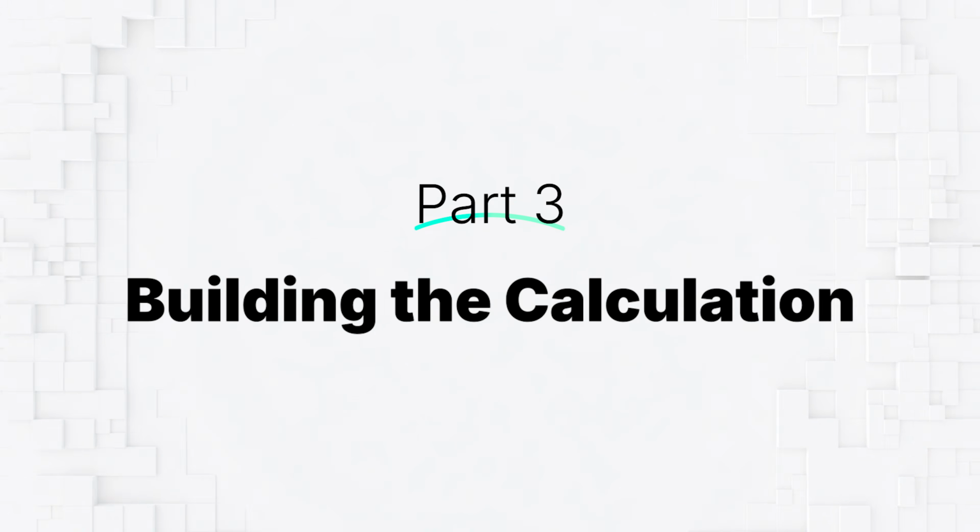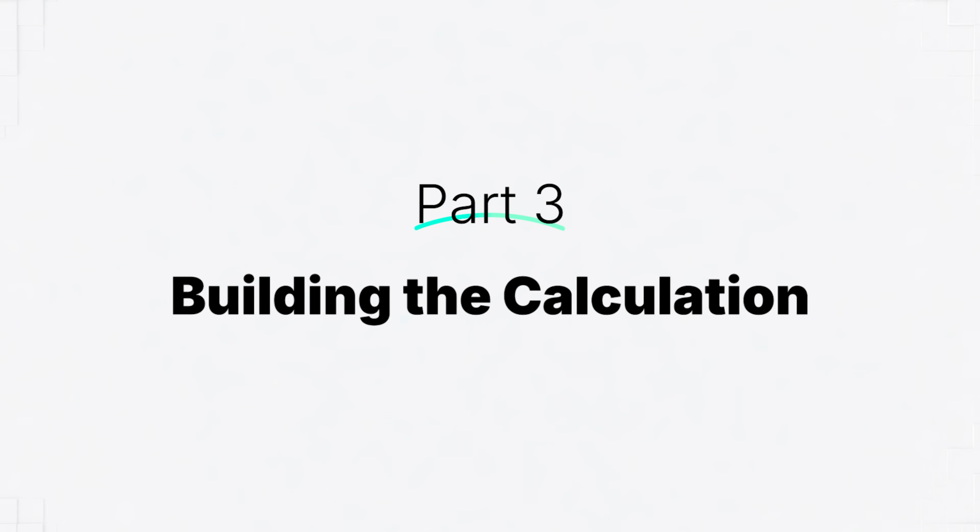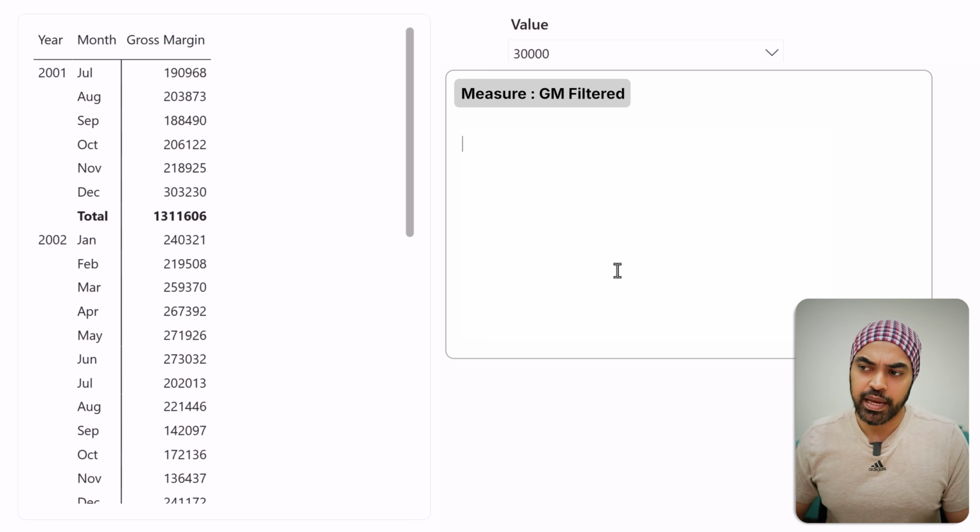Once you have been able to define what the granularity is, next we go ahead and build the calculation that defines this granularity and feeds that into the calculation. Let me start building that calculation and the granularity right in the measure. I start to create a new measure called gross margin filtered, or GM filtered.